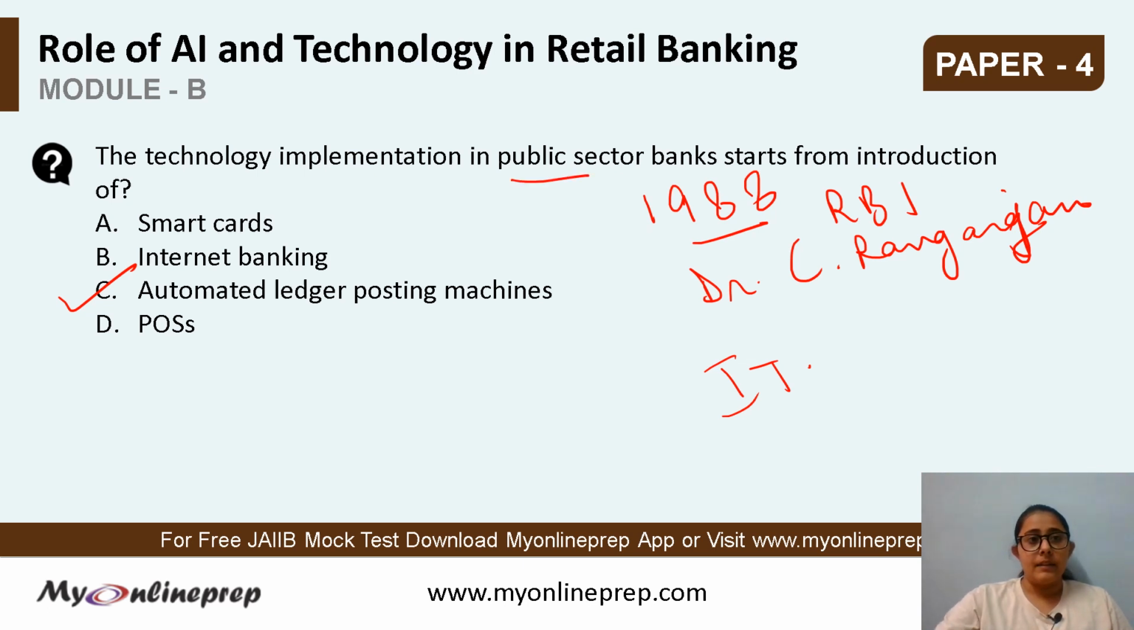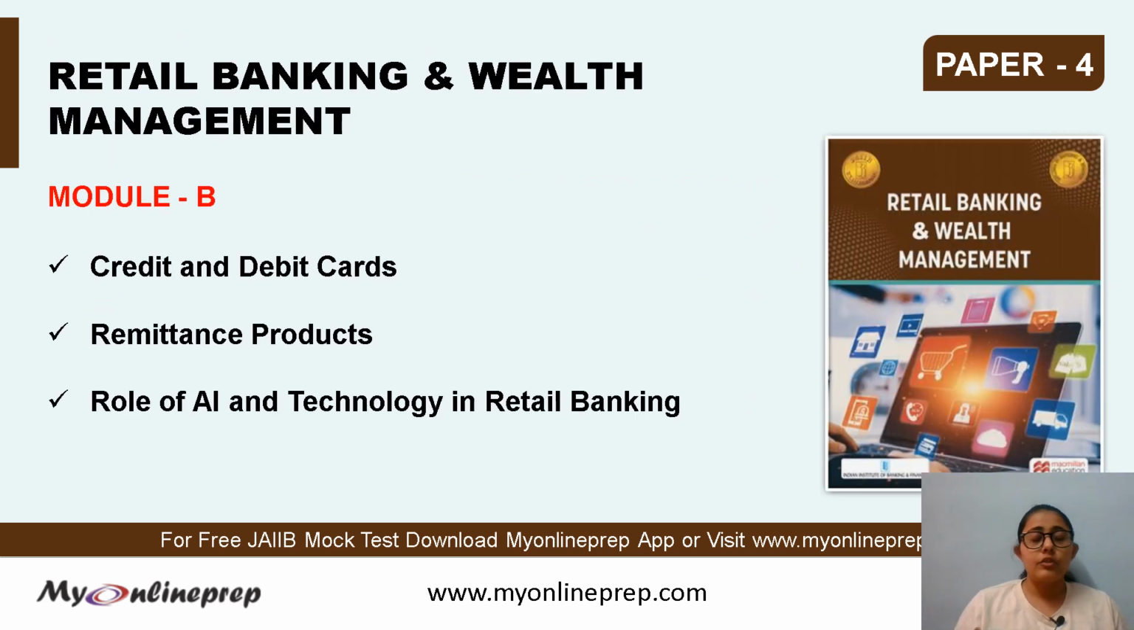Okay. So that's all for today. We have covered these chapters, that is credit and debit cards, remittance products, and role of AI and technology in retail banking. And this was the class 5th of our series. And now we will meet again in the next class when we'll be discussing a few more chapters from the module B, and then we'll finish the module B and move on to the module C.